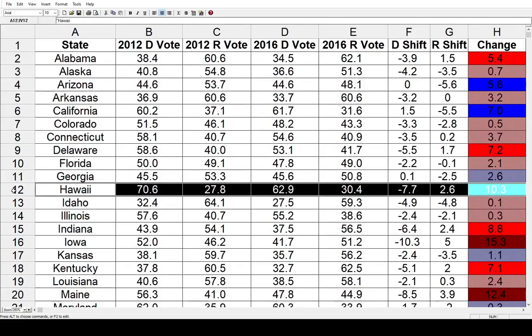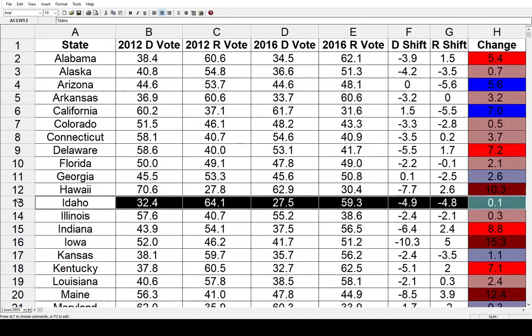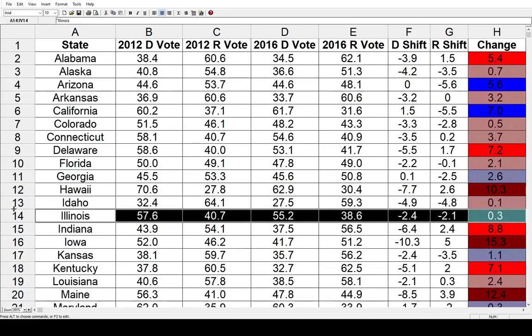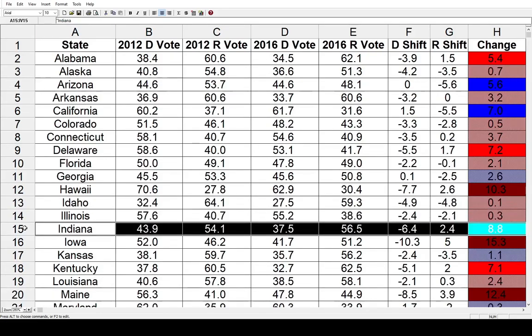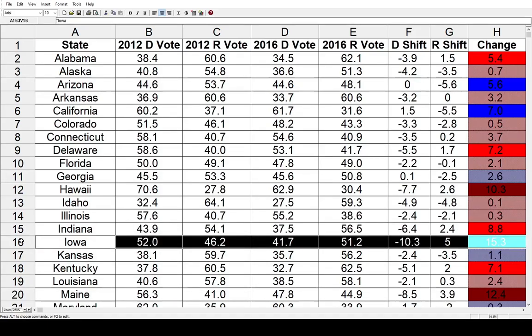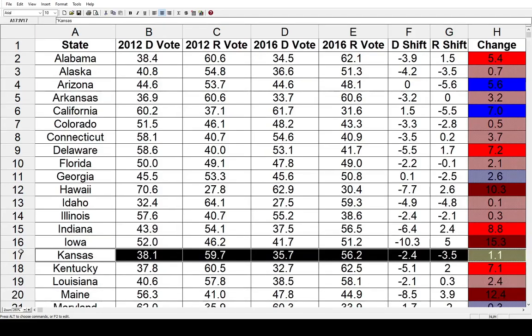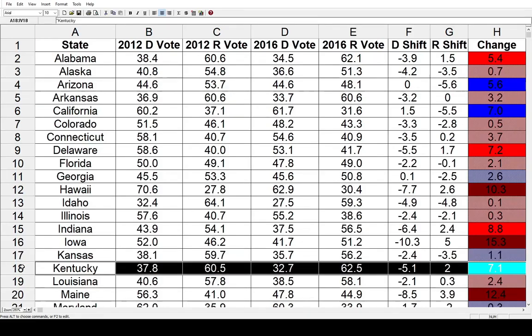Hawaii is a very blue state, but that had a big lurch toward the right by 10.3%. Idaho had almost no net change, only 0.1% toward the GOP. Illinois also moved in that direction by 0.3%. Indiana, big shift to the right by 8.8%. Iowa had an even bigger shift, a whopping 15.3% in favor of the GOP. Kansas, 1.1% in the other direction toward the Democrats. Kentucky went 7.1% toward the Republicans.